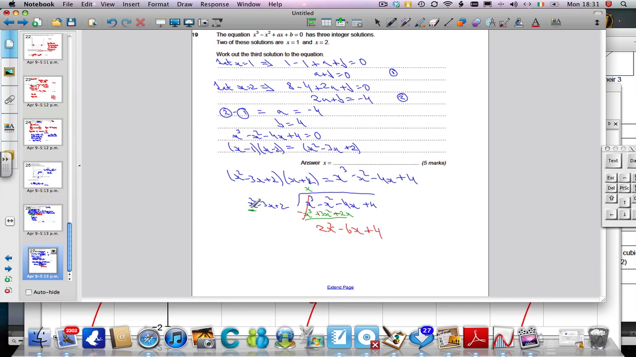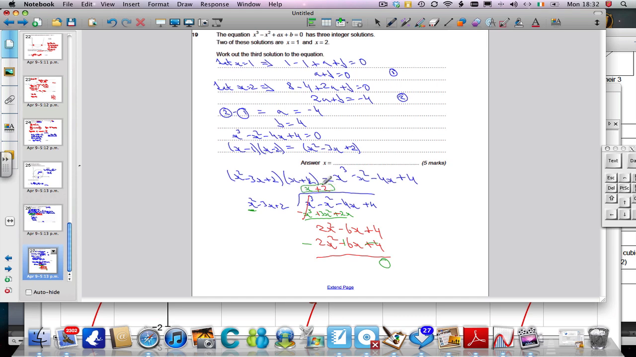What am I going to have to multiply x squared by to get 2x squared? I'm going to have to multiply it by 2. So 2 times that gives me 2x squared. 2 times minus 3x gives me minus 6x. 2 times 2 gives me 4. And lo and behold, look at this. We get the same thing top and bottom, which means when I take them away, they cancel out and leave me with no remainder. And there you go.